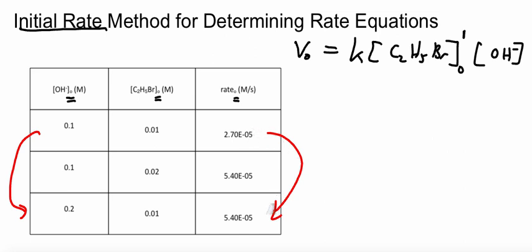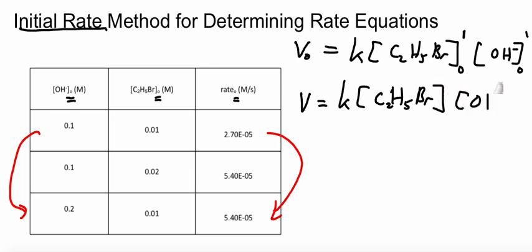And what do we see? We can see it just increased by a factor of 2. So this factor of 2 increased our rate by a factor of 2. So it's also first order in hydroxide. Okay, so this was true at the beginning of the reaction, but the rate law doesn't change during the reaction. So we can actually just write that at any time, the rate would be equal to k times the concentration of ethyl bromide times the concentration of hydroxide.